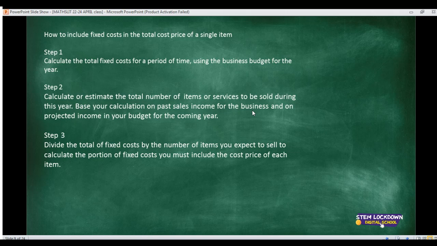So if it's a business that has been running, you can just look at your past sales income. You will be able to work out how many items you're likely to sell during this year. But if you do not have an already existing business and it is a brand new business, then you look at how other businesses, or how much other businesses sell.